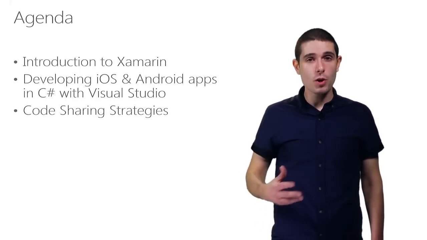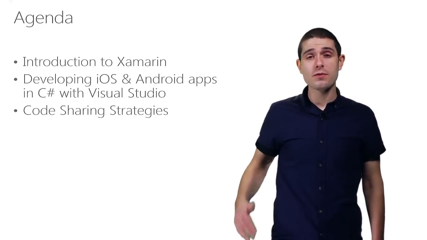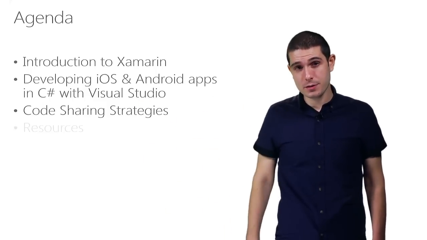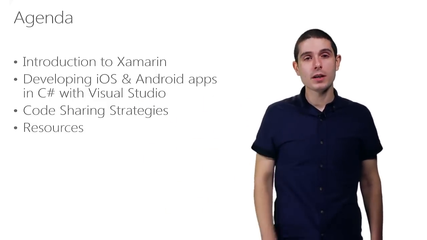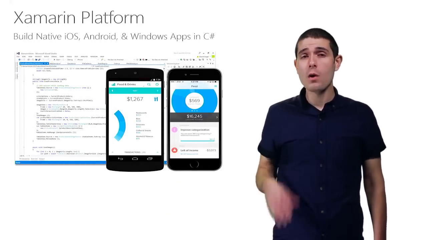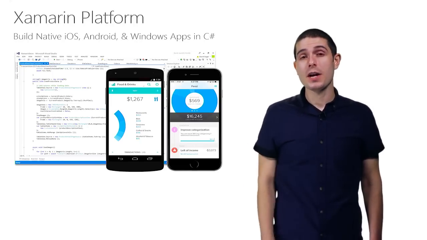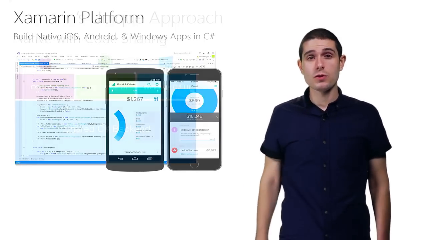And then we'll take a look at some code sharing strategies, how to leverage 50, 60, 70% or more code sharing across all projects. And then we'll see how to get up and running right now today. And we're going to focus on the Xamarin platform. And this is where you are able to build those iOS and Android apps inside of Visual Studio.